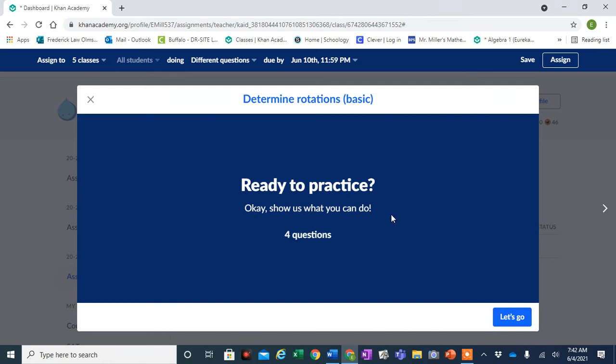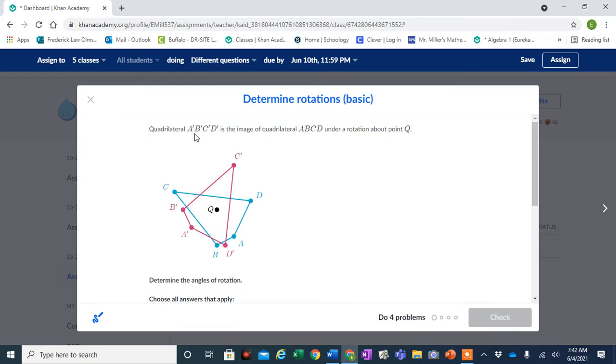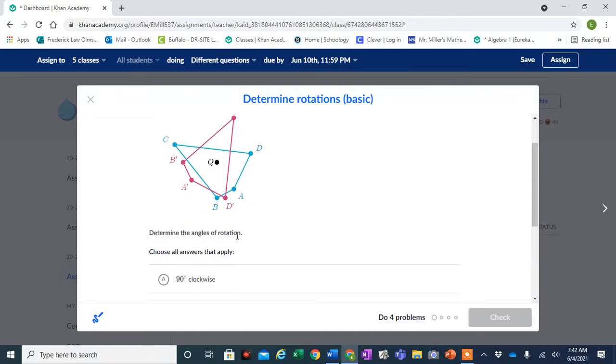Hi everyone, this video is on determine rotations, basic. So quadrilateral A prime, B prime, C prime, and D prime is the image of quadrilateral A, B, C, D under a rotation about point Q. So we're rotating around this point Q. We need to determine the angles of rotation.